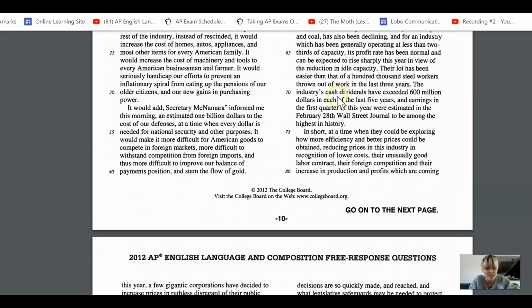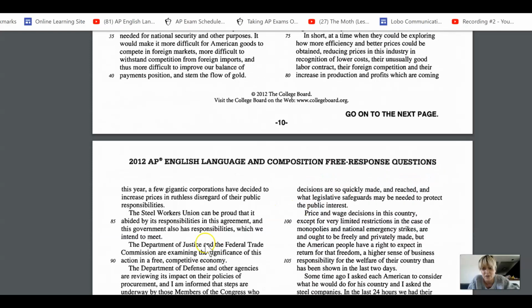Then he continues on, in short, at a time when they could be exploring how more efficiency and better prices could be obtained, reducing prices in this industry in recognition of lower costs, their unusually good labor contract, their foreign competition, and their increase in production and profits, which are continuing this year, a few gigantic corporations have decided to increase prices in ruthless disregard of their public responsibilities.